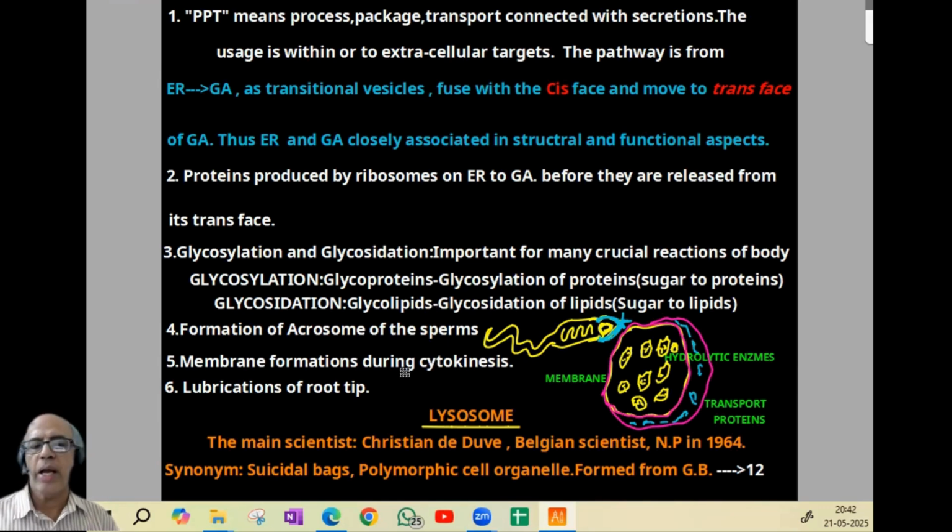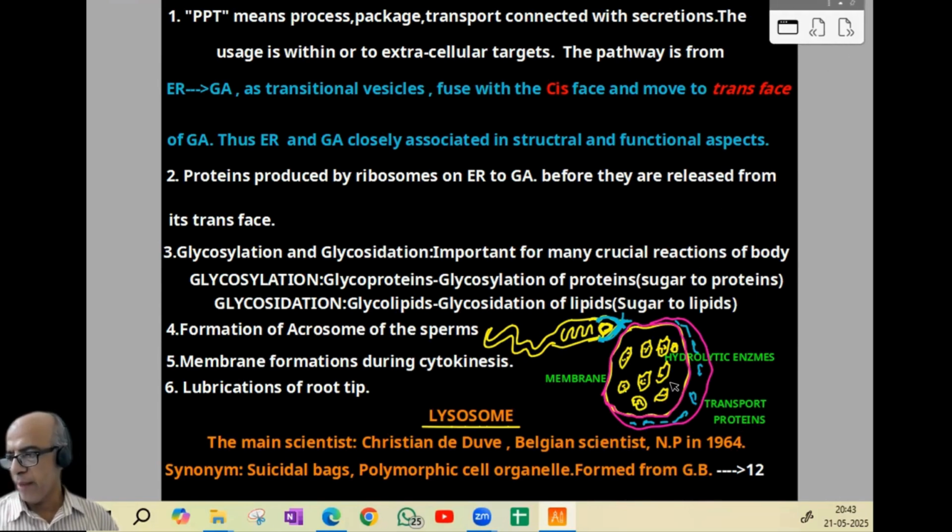Now comes third one, lysosome. Main scientist is Christian de Duve. The pronunciation is different. Belgian scientist, Nobel Prize in 1964. Synonym for lysosome, suicidal bag, polymorphic cell organelle, etc. It is formed from Golgi body. Up to that, I think it is clear.